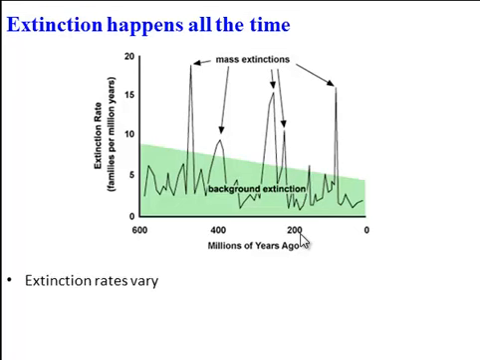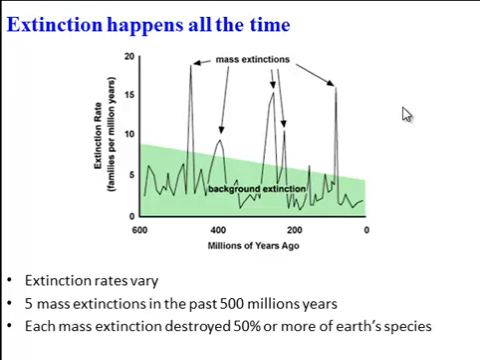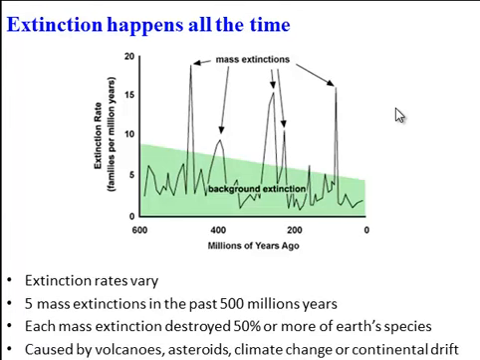As you can see from this graph, the extinction rate varies though. Sometimes we have periods where extinction rate is low, and then we have periods, 5 in particular, where there were mass extinctions. And during these mass extinctions, 50% or more of the Earth's species were lost. These mass extinctions are usually due to major environmental changes like volcanoes, asteroids, climate change, continental drift.